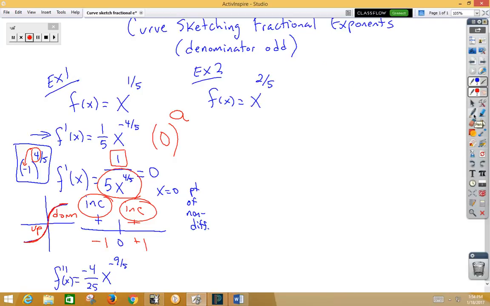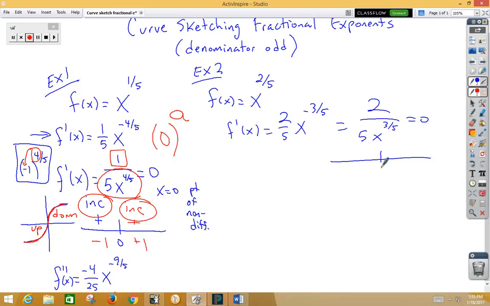So again, we're going to do our first derivative, which would be 2/5 x to the negative 3/5. Could be thought of as 2 over 5x to the 3/5. Again, when we set that equal to 0, we have a problem at 0. So if we choose something to the left, like negative 1, now this time, when we plug in negative 1, we have an odd numerator. So that's going to create a negative value. So if I have a positive on top and a negative on the bottom, I get a negative. So the graph's going to be decreasing over that interval.